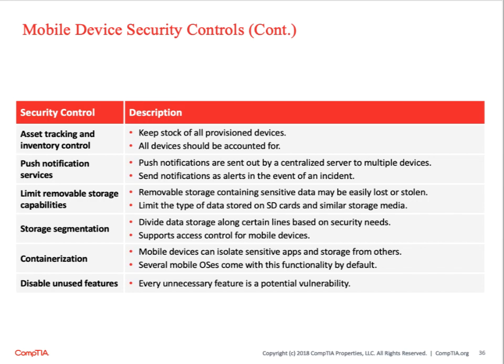We should also think about storage segmentation. So with storage segmentation, we can divide data storage along certain lines on our phones, so we could have local storage on our telephone or mobile device, and cloud storage, so that way we can segment the data between our network and our mobile device itself.